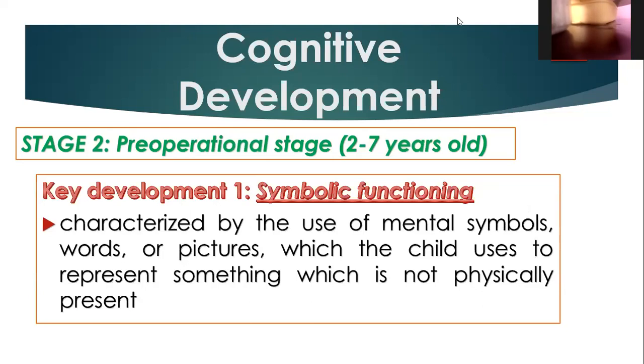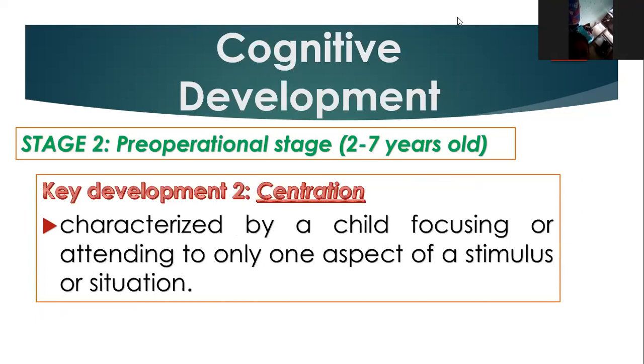Observe the children, for example, when he finds a cup or a glass, he makes it into an airplane. Right? So, that's first. He represents a thing as something else. Symbolic functioning, symbol. Okay. So, next we have centration, characterized by a child focusing or attending to only one aspect of a stimulus or situation.